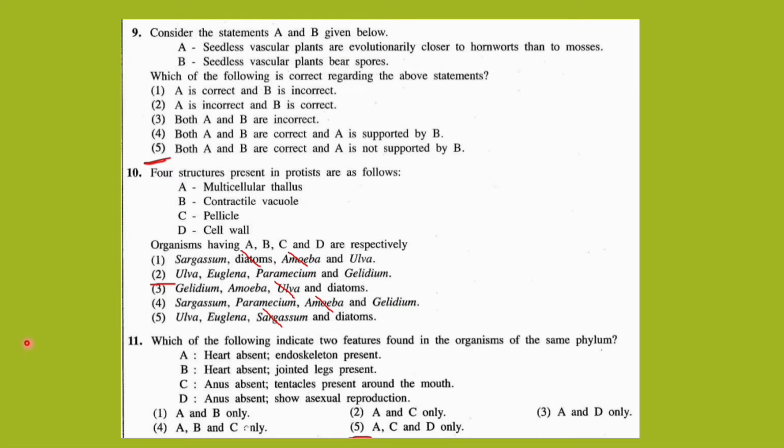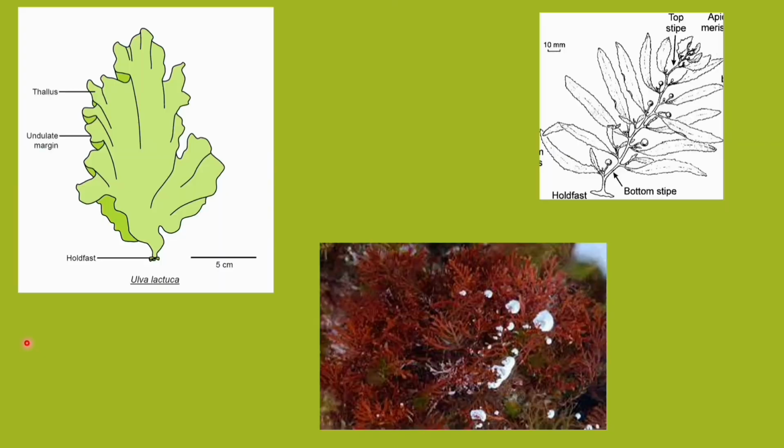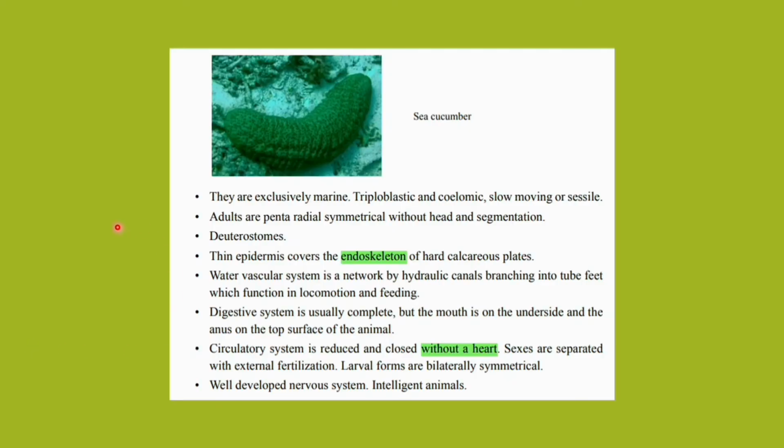Okay, so here if we consider the features of the organisms, we know this is regarding Echinodermata. They have an endoskeleton made of hard calcareous plates and they don't have a heart. So this statement A, heart absent, endoskeleton present. These two features belong to the same phylum, which is Echinodermata. So A is an answer.